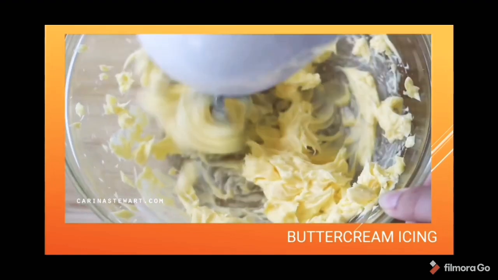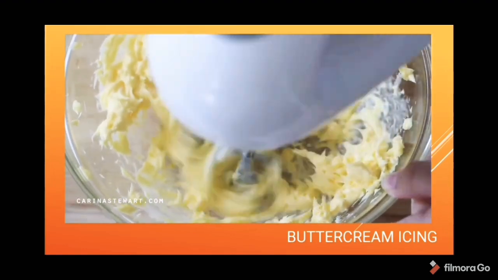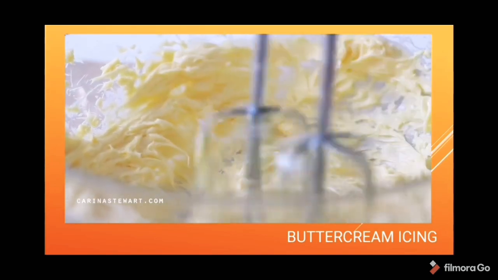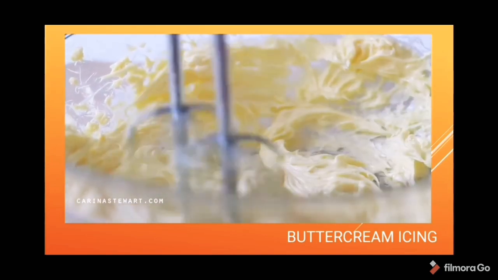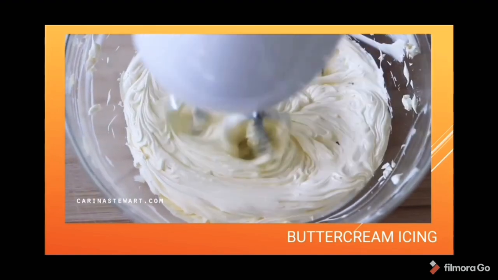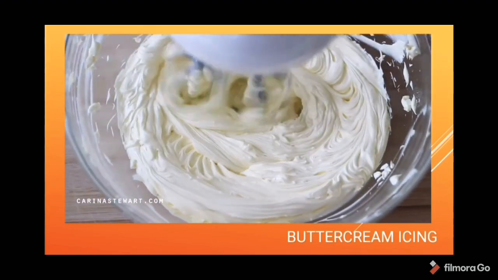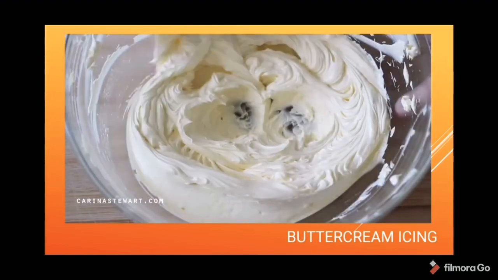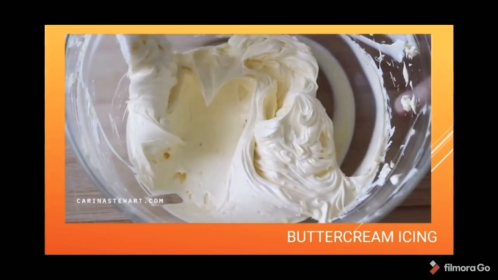You will need to do this for about 5 minutes, which seems like a very, very long time, but it will make a huge difference. As you can see here, the difference between the butter at the start and after 5 minutes. The butter needs to be light and airy. It will double in size and lose a lot of its color, which if you are not adding any coloring is really important. Scrape down the bowl a few times during beating just to make sure you're beating everything evenly.